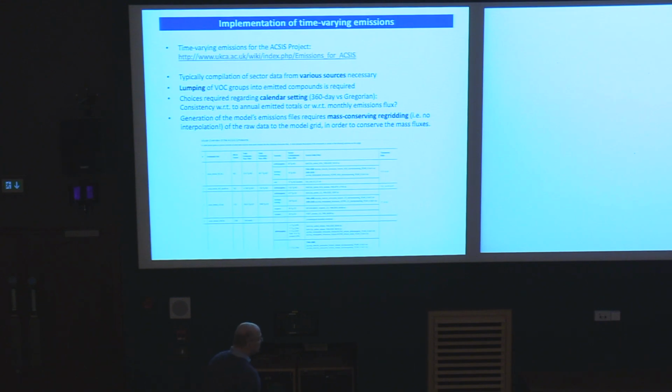You will generate your own emissions files as part of the tutorials, and for that you need to apply a mass-conserving regridding mechanism, because the data doesn't come on the model grid, on the N96 grid, or whatever version you use for your tutorials, perhaps a lower resolution. You need to regrid your emissions, and there you can't just do linear interpolation in space. That would not conserve the emitted mass, so you need a specific algorithm.